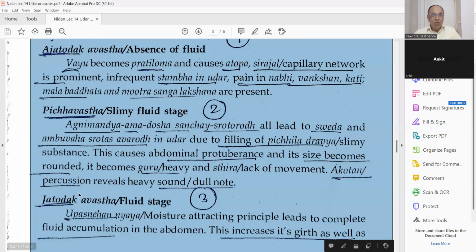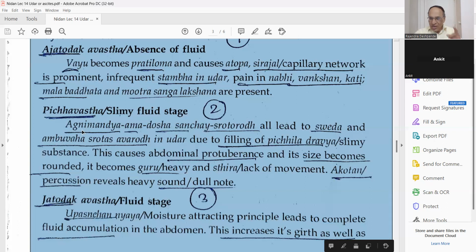Okay. So, Ajatodakavastha, Vayu is Pratiloma, important word. Atopa will be there. Then capillary network will be there because Vata is making that design. Stambha in Udara, pain in the umbilical region, Vangshan inguinal region, back pain, Kati pain will be there, Mala Baddhata, constipation, and Mutra Sanga, oliguria will be there.